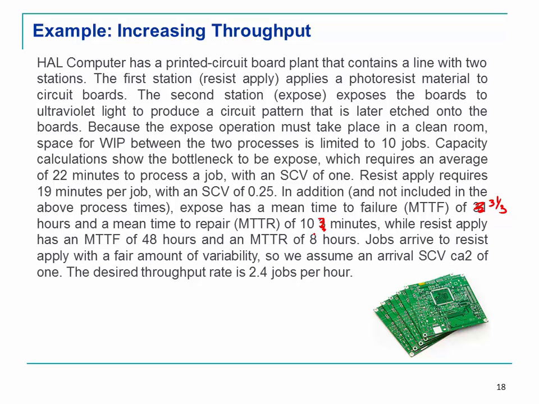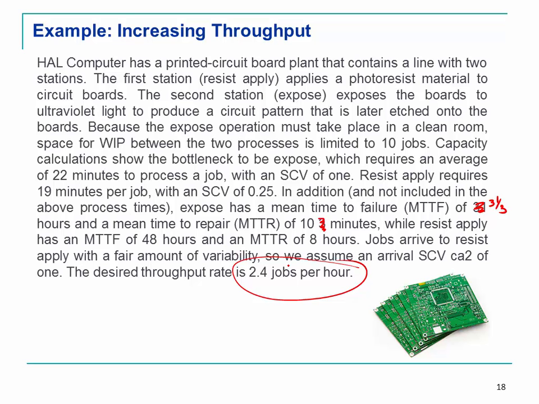While the second station has a mean time to failure of 48 hours and a mean time to repair of 8 hours. Jobs arrive to resist supply with a fair amount of variability, so we assume that the squared coefficient of variation of the arrival process is 1, and the desired throughput rate is 2.4 jobs per hour. Okay, so this last sentence right here is basically what we want to see in our process. We want to have a throughput rate of 2.4 jobs per hour, and we want to know what things we need to do to get to that point.